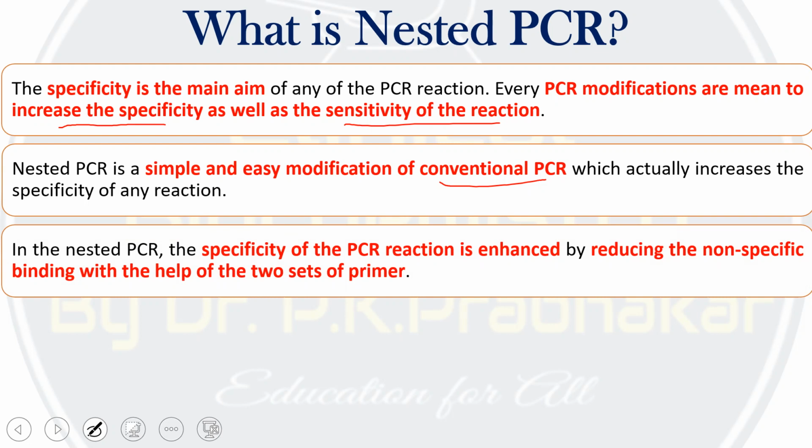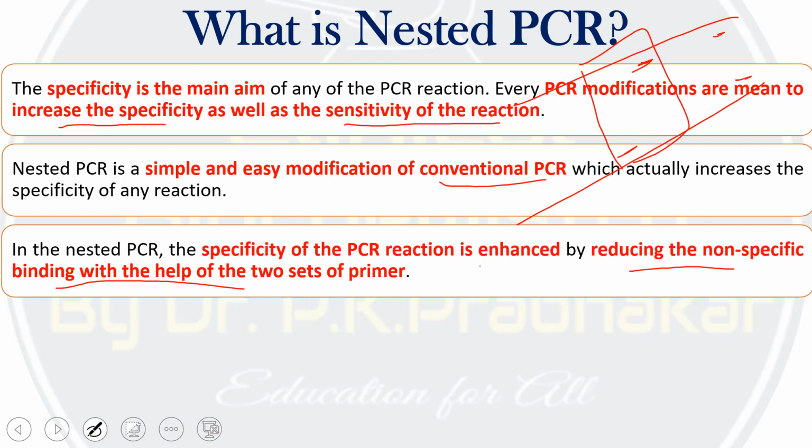Actually, what is nested PCR? Here we increase the specificity of the PCR reaction by reducing non-specific binding of the primers. Whenever we have a template DNA, this is my target DNA, and we focus on our primer binding within the target DNA. But it is not necessary that the primer will bind here every time. This primer may bind here or may bind here. So this is called non-specific binding.